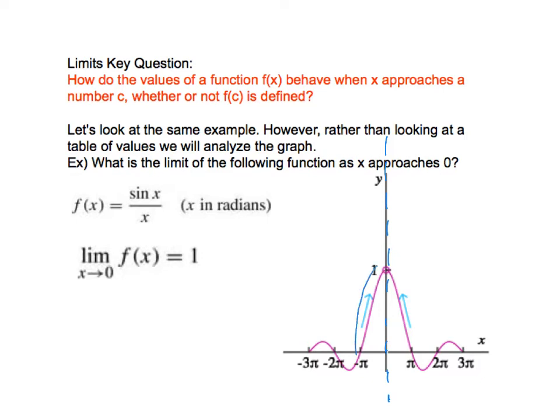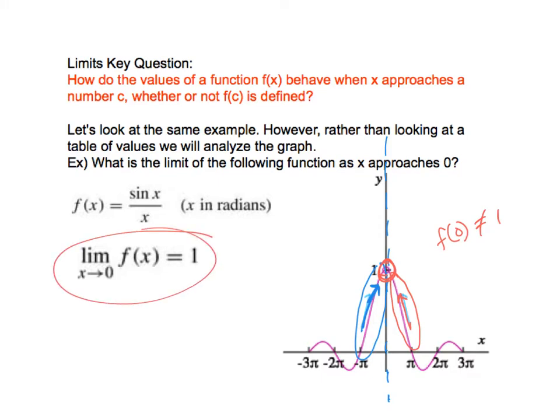On the left-hand side, my y values are approaching 1. And on the right-hand side of 0, my y values are also approaching 1. So because the behavior of the graph is coming together at the ordered pair 0, 1, even though there is a hole, f of 0 does not equal 1, but the limit at 0 does equal 1. So that's the behavior of the graph.